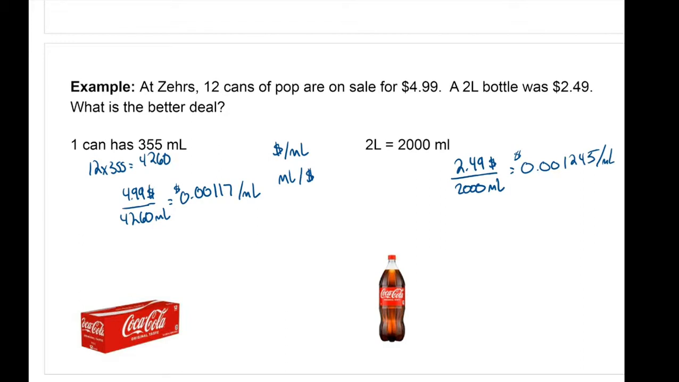Now again, that may not always be the reason for why you buy things, right? Maybe you don't need 12 cans of pop, you just want a 2-liter bottle, you're just by yourself, amount of space, things like that. But if you're going based off of cost on its own or best value, you'd get the 12 cans of pop.